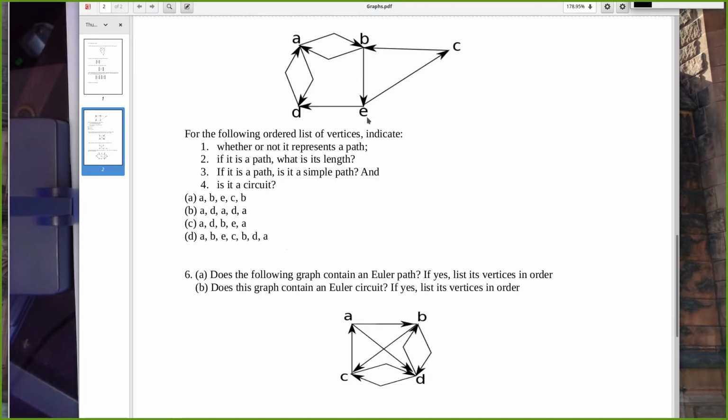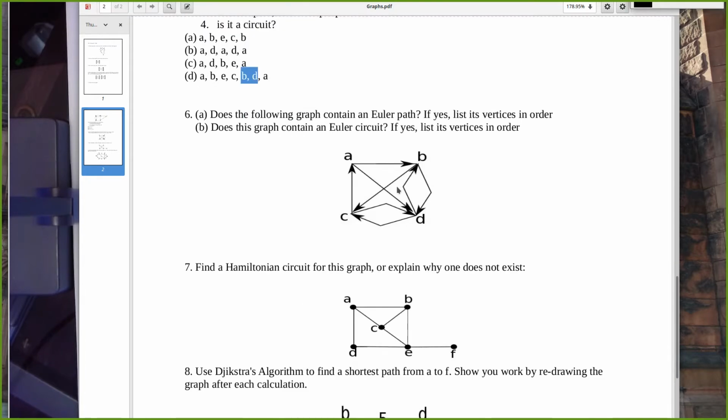And then A, B, E, C, B, D. So there again, there's no edge from B to D. So it's not a path, no length, not a simple path. And not a circuit because it's not a path.